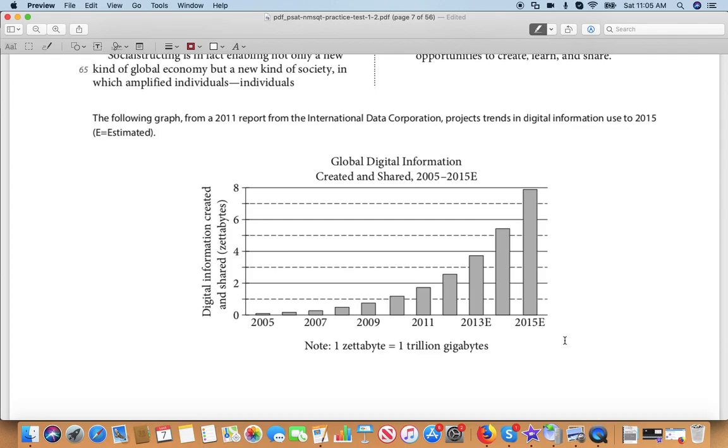Right. And then there's also this little note here. Go and read that note, the following graph. The following graph from a 2011 report of the International Data Corporation projects trends in digital information use to 2015. And then it says E is estimated. That's what that E means, right? Estimated. The first estimated year here is 2013. That makes sense because this is a report from 2011, so all the years in the future are estimated.